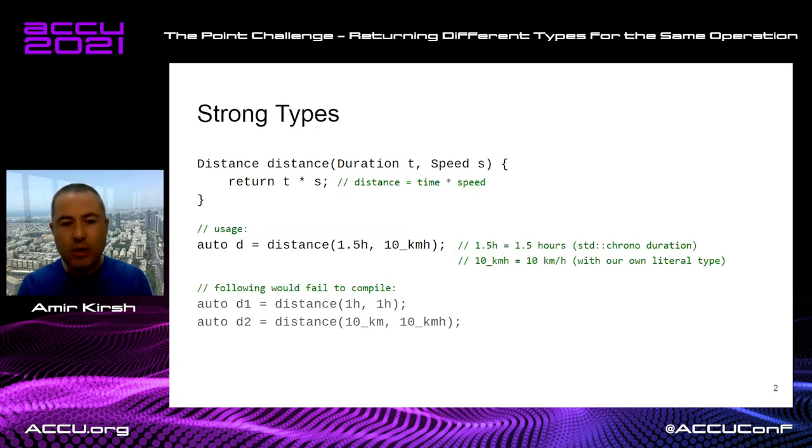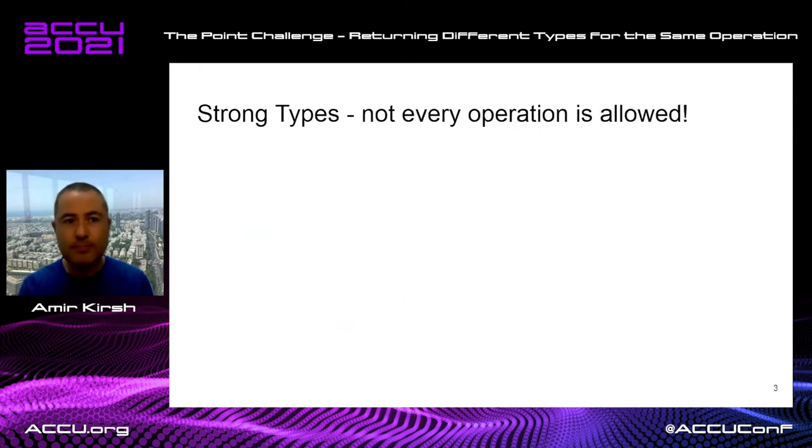So the following would fail to compile if we call distance and send hour multiplied by hour or kilometers by speed, and that's good. We want that. And in order to get that, we need to use user-defined literals, libraries that support strong types, etc. Not every operation is allowed when we use strong types.